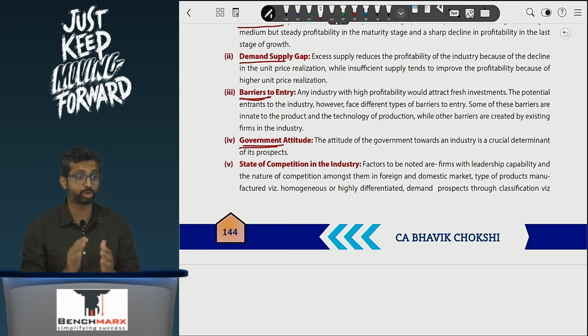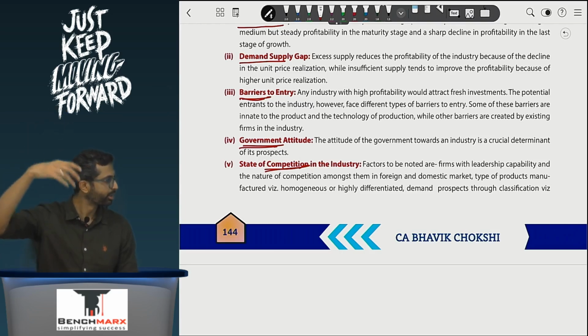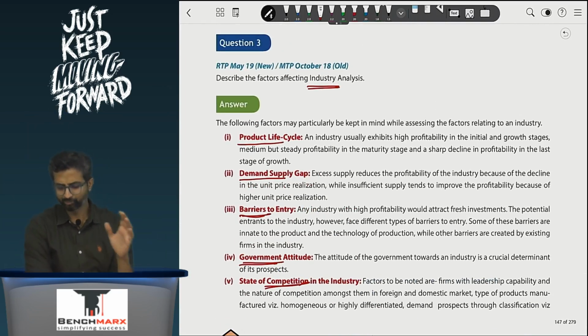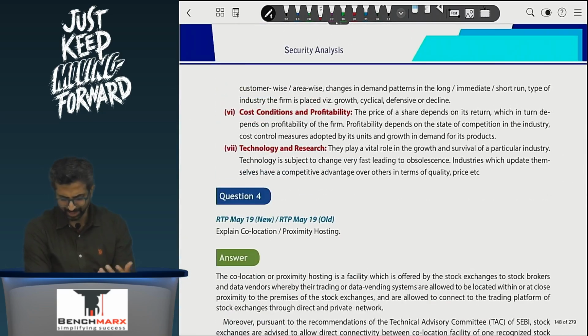If the government attitude is positive, your growth is going to be relatively higher. If the government attitude is not as positive, maybe you might face challenges. And state of competition in the industry, obviously this is very important. If you have a very high degree of competition, your pricing power is much lower, it gets diluted. If you are in a monopoly type of situation, your pricing power is much stronger. So when we look at industry analysis, there are around 5-6 others as well: cost, conditions and profitability, technology and research.